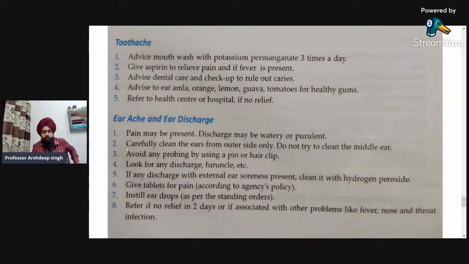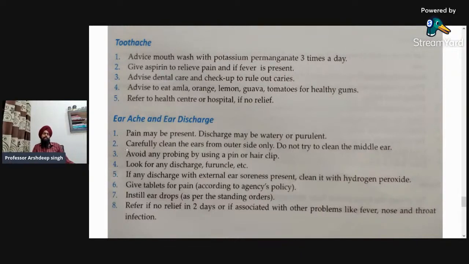Next is toothache, that is the pain of the teeth. It might be due to various conditions like food items stuck in our teeth and non-maintenance of oral hygiene. Advise mouthwash with potassium permanganate 3 times a day, that will help to relieve the tooth pain. Give aspirin to relieve the pain, and if fever is present. And advise dental care and checkups to rule out caries.